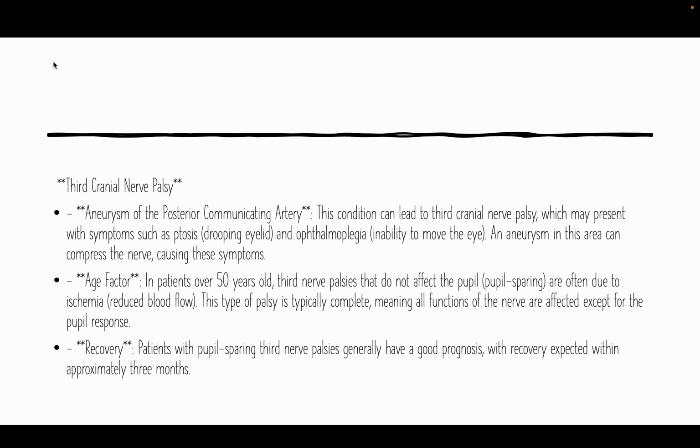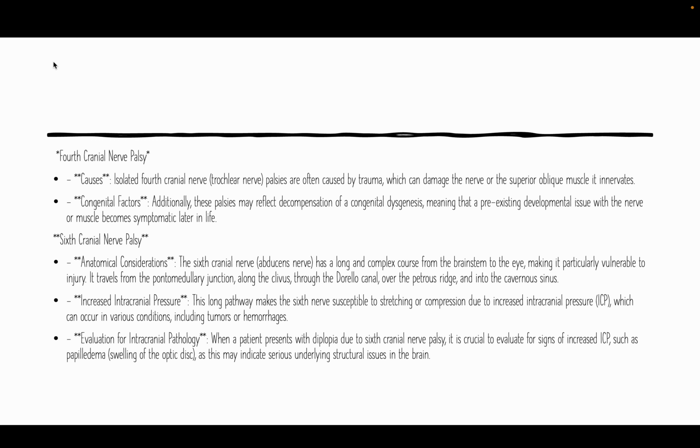So always look into this third cranial nerve palsy. And the fourth cranial nerve palsy, as I mentioned, one of the most common causes is trauma. If there is a previous history of trauma, superior oblique nerve palsy will be there. So always look for that, and congenital dysgenesis or congenital problems are also a possibility.